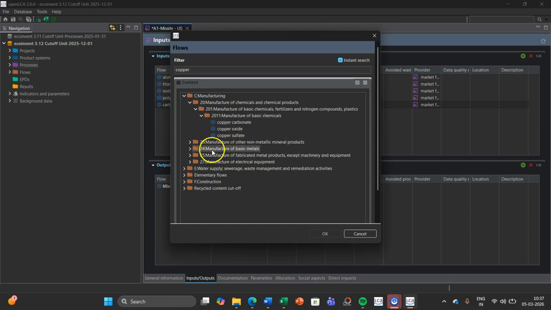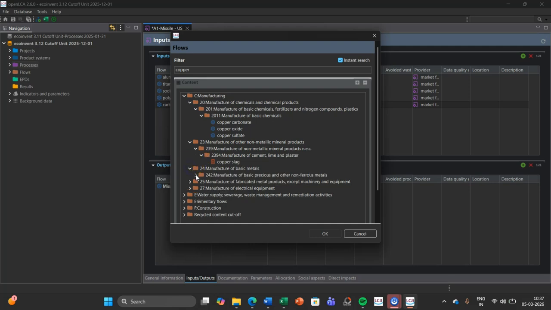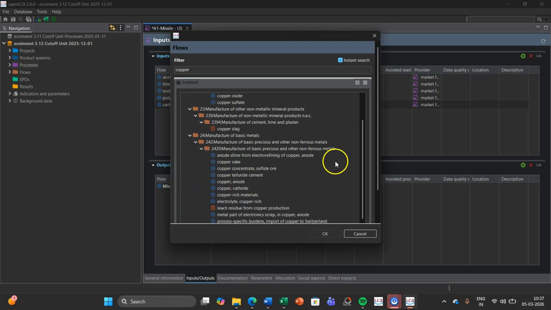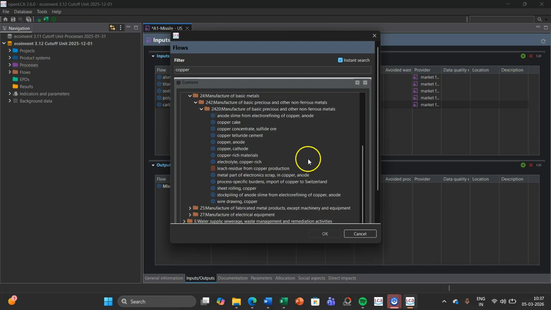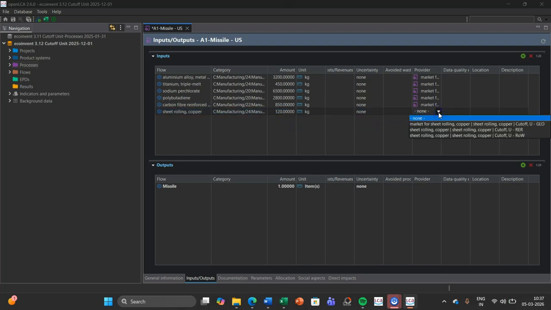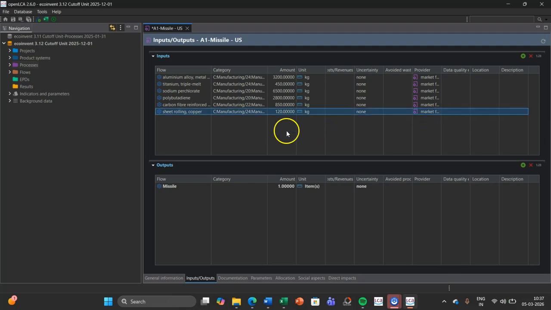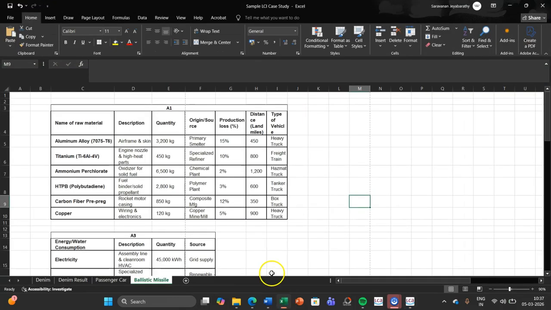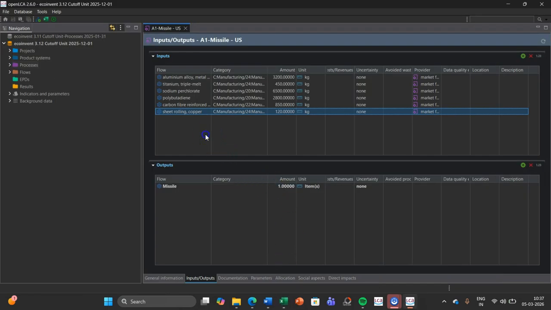Copper. Okay, copper means which copper? Plainly we have a copper product. Okay, copper anode, cathode, copper rich materials, sheet rolling copper. Okay, let's choose that one. 120 kg. Yes, there is no US data. Okay, fine. Now we have completed the A1 stage.